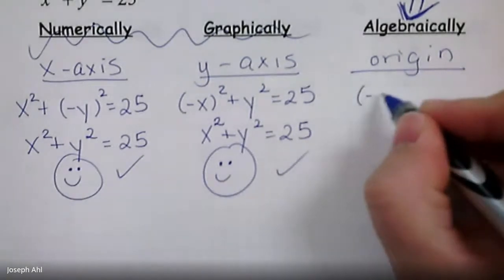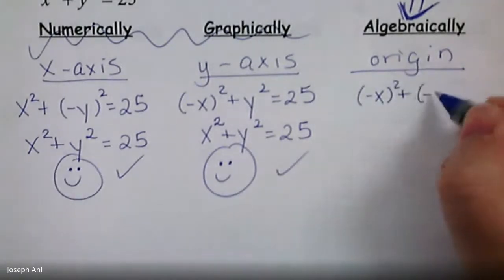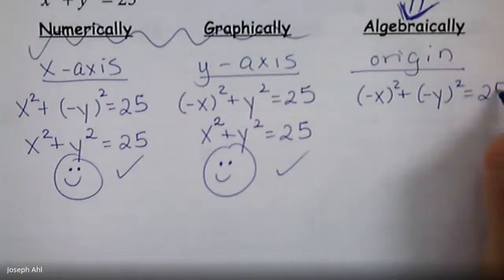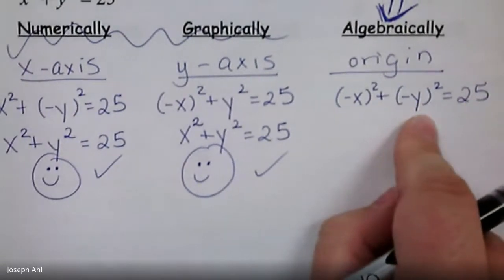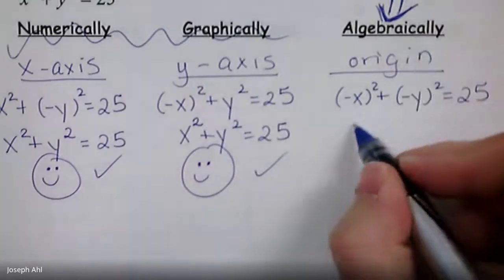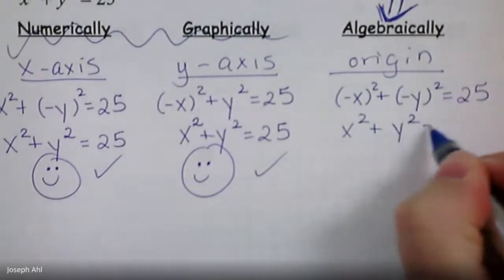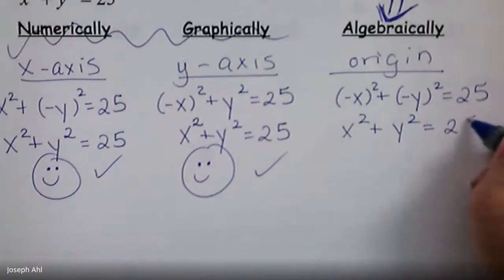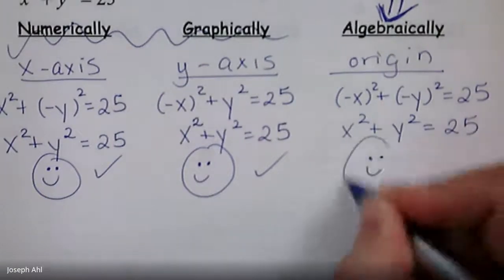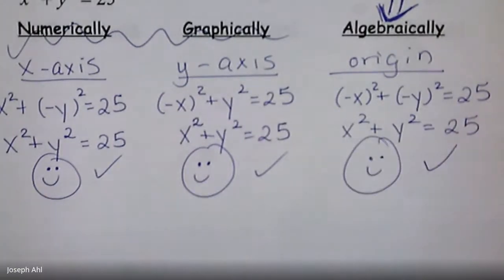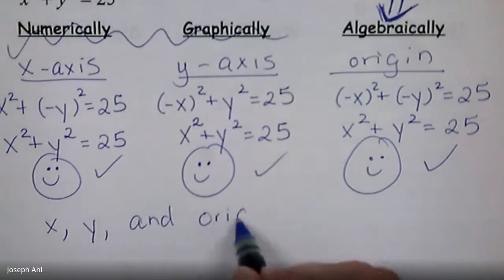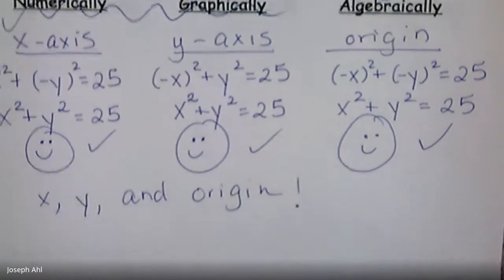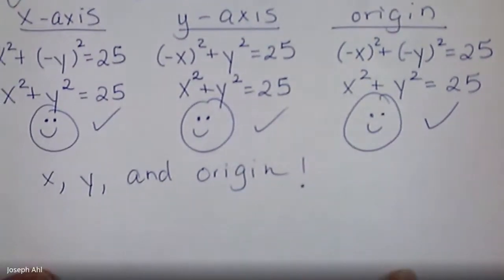Let's just keep the ball rolling and try origin, which is both at the same time. Okay, x gets replaced with negative x, y gets replaced with negative y. And lo and behold, squaring each of those gives you positive x squared plus y squared, and that equals 25. So this one has all 3 types of symmetry. It has x, y, and origin symmetry. Holy cow. What is this a graph of?